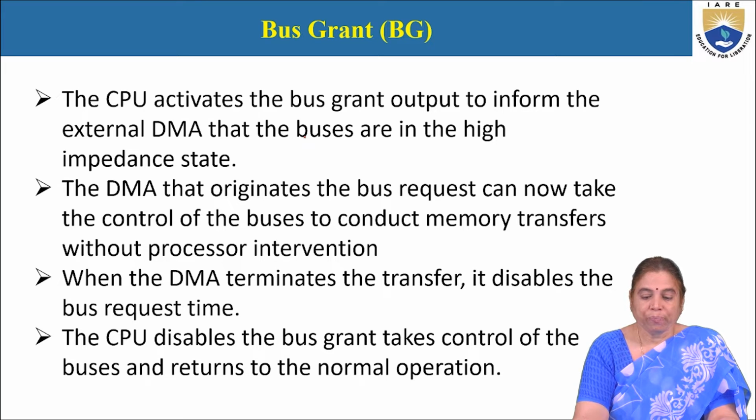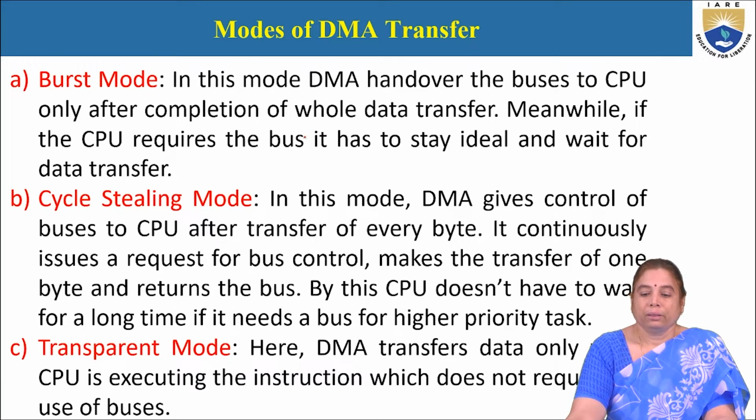The CPU then disables the bus grant, takes control of the buses and returns to normal operation. The CPU takes the address bus, data bus, read-write controls and resumes the task that was suspended previously before handing over to the DMA controller. In this way, the bus grant control signal is used by the DMA. During DMA data transfer, there are three methods of data transfer.